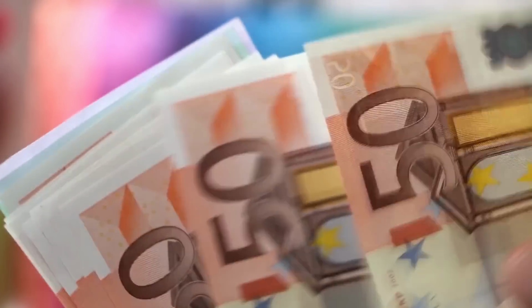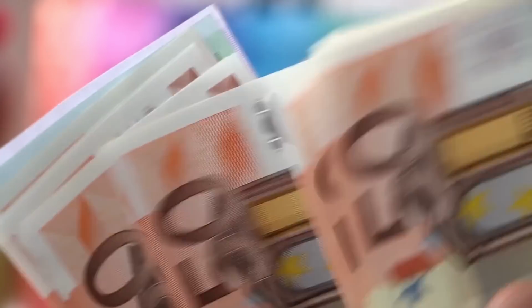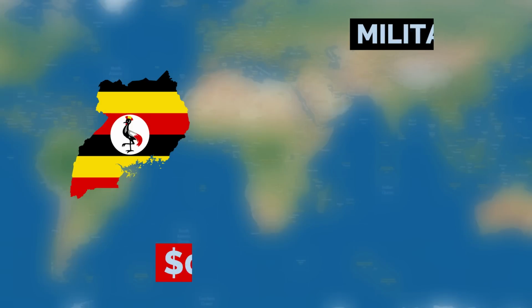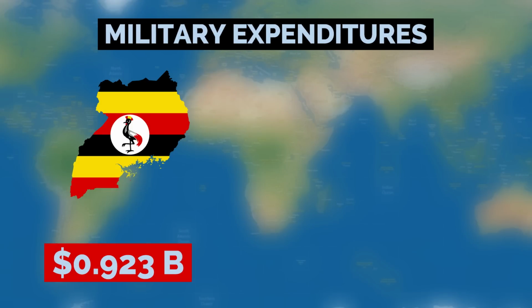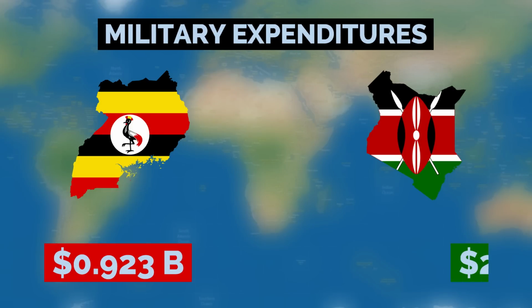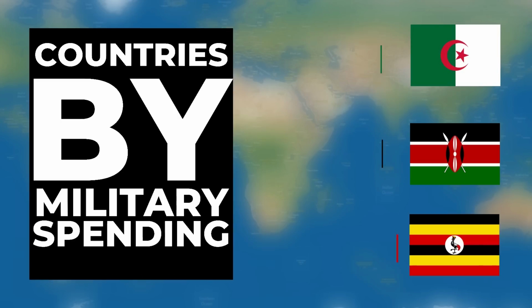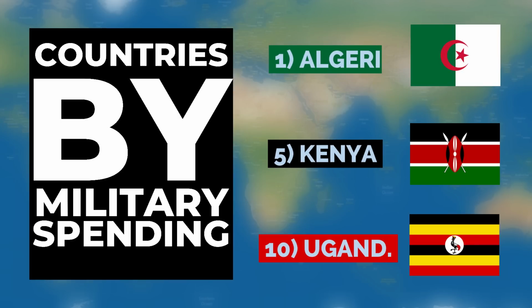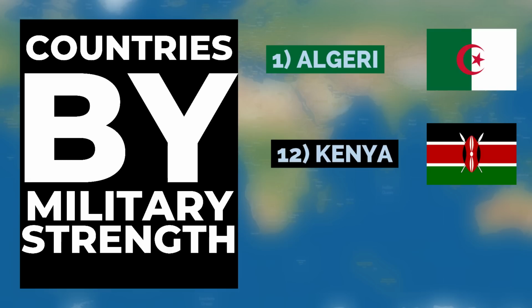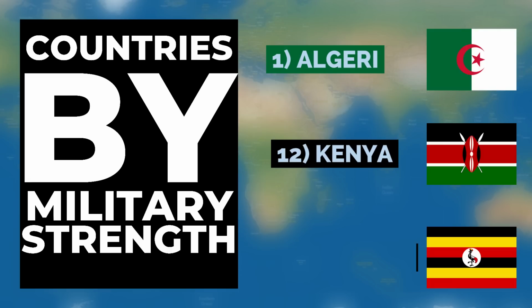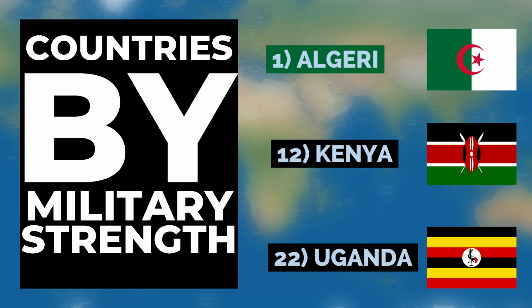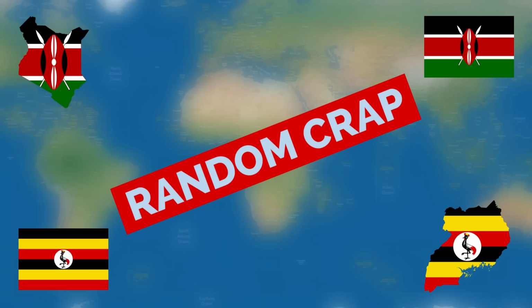Both Uganda and Kenya spend billions of dollars on their militaries each year. Uganda spends $0.923 billion on its military, while Kenya spends $2.20 billion. Kenya ranks 5th for its expenditures in Africa, while Uganda ranks 10th. Overall, Kenya is ranked as having Africa's 12th strongest military, while Uganda is ranked as having Africa's 22nd strongest military.